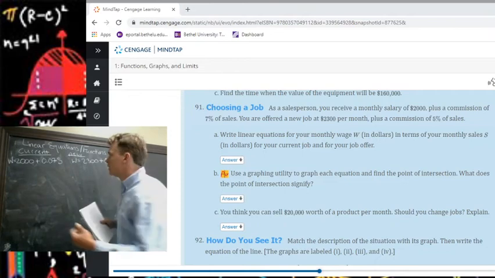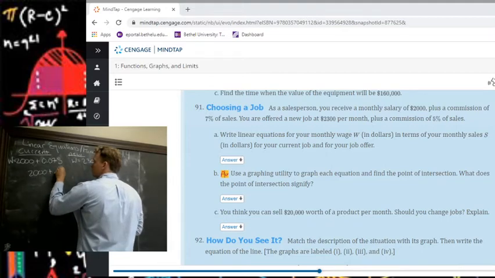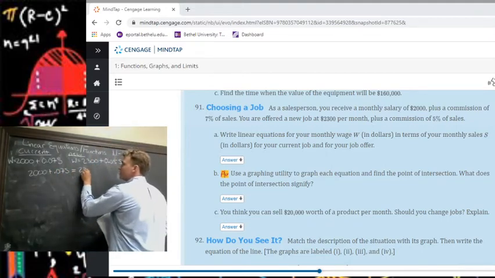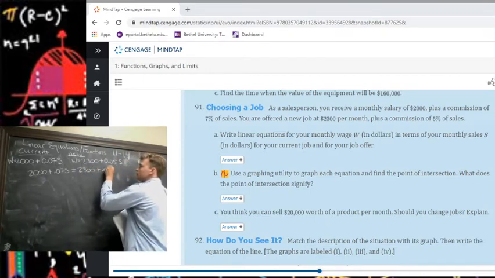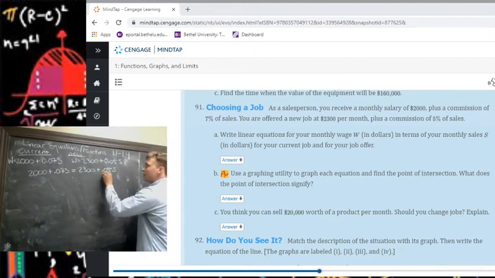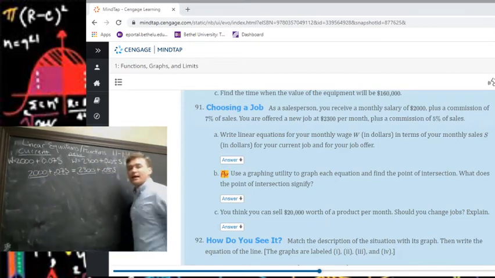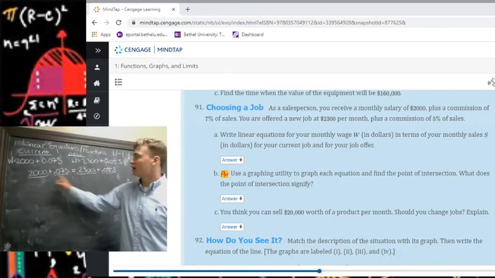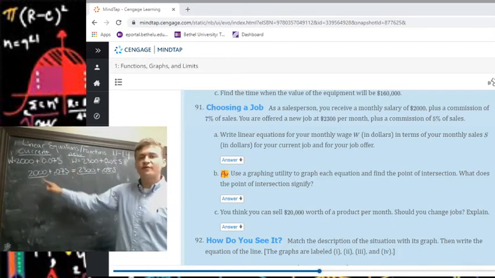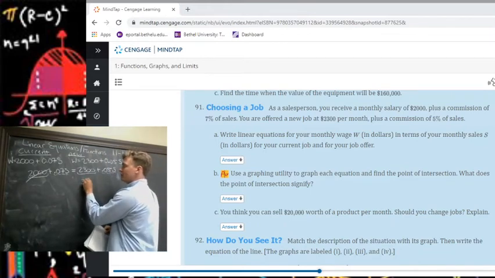Let's see what happens. Setting 2,000 plus 7% of S equals 2,300 plus 5% of S. So notice again here, our variables and our constant numbers. We want to combine our like terms together. So we're going to start off here by subtracting 2,000 from each side. If I subtract 2,000 here, it's gone. If I subtract 2,000 here, I get 300.